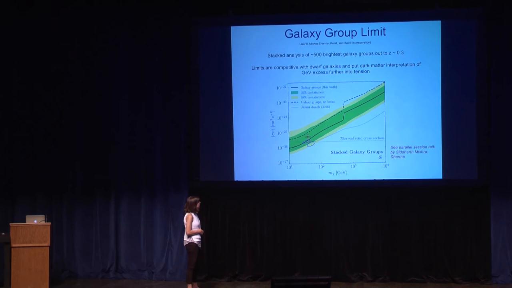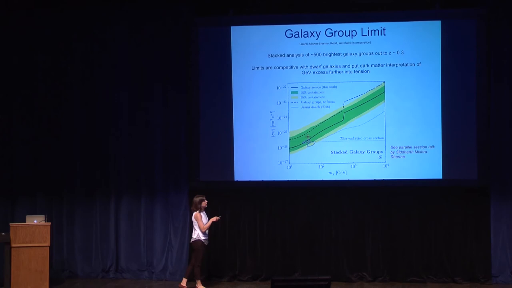The green and yellow band, again, are the uncertainty from randomly distributing these groups on the sky. You can see that our limit here is ducking down below the thermal relic cross-section line, so we have sensitivity to this region that's very well motivated by WIMPs. The dwarf analysis line is in gray, so they're complementary with each other. And we're also starting to probe this region that's relevant for the GeV excess.